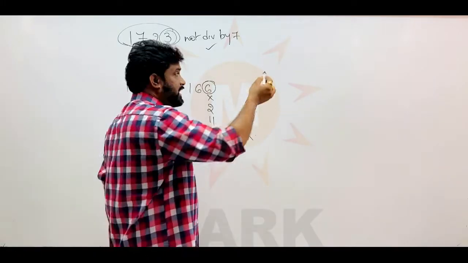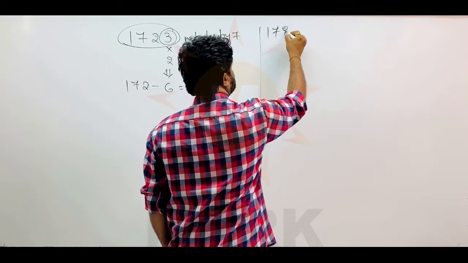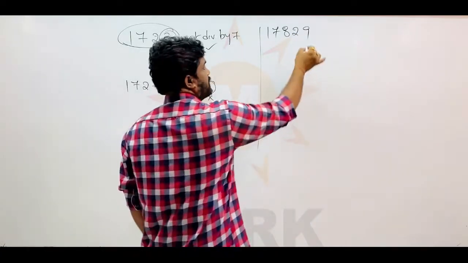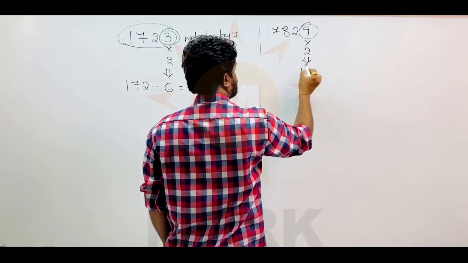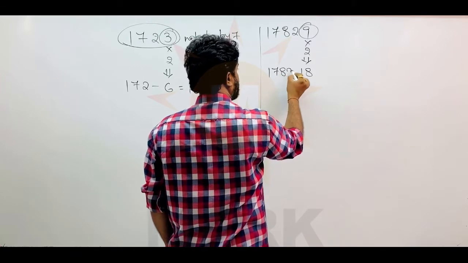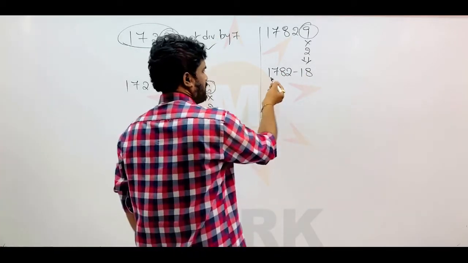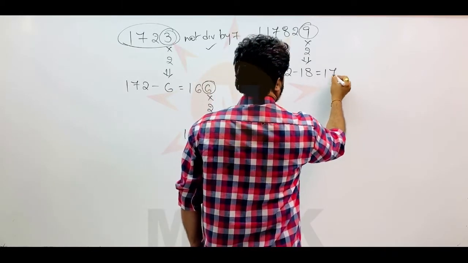Now suppose we take 17829. 17829 I am taking. So 9 into 2, what is 9 into 2? That is equal to 18. So I am doing 1782 minus 18. What is 1782 minus 18? That is 1764.